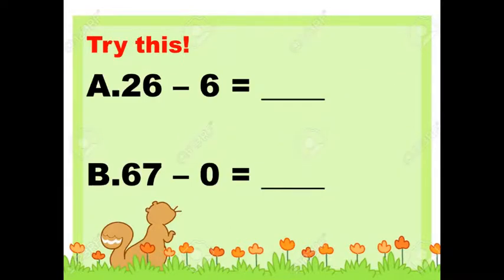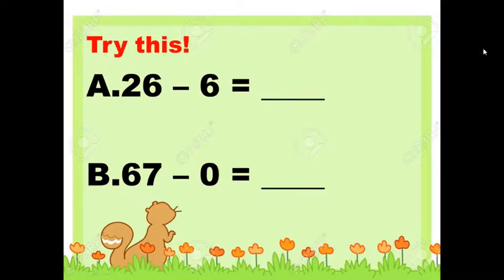So let's try this one. Letter A, 26 minus 6 is equal to blank. B, 67 minus 0 is equal to blank. I want you to pause the video to get the answers. Time is up. I guess everybody is done answering in this tryout.